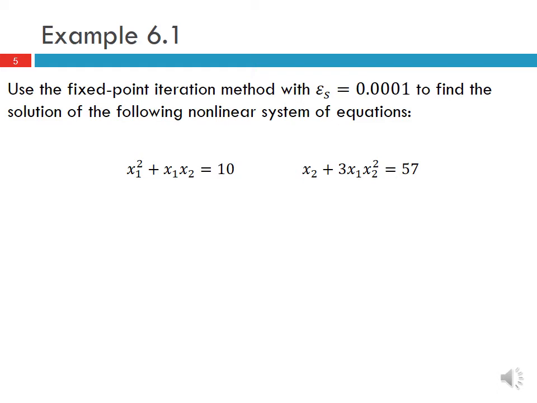So let's go through an example to illustrate the procedure. We want to use the fixed point iteration method with epsilon s equal to 0.0001 to find the solution of the nonlinear system of equations given here. So our first equation is x1 squared plus x1 times x2 is equal to 10, and our second equation is x2 plus 3x1 x2 squared is equal to 57.